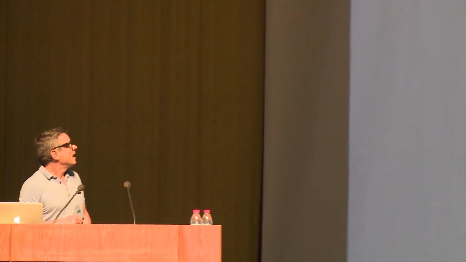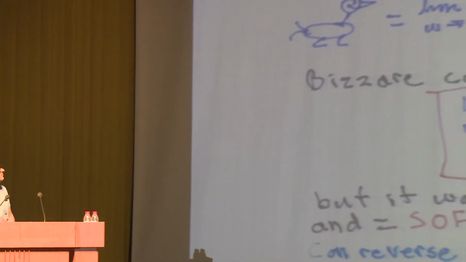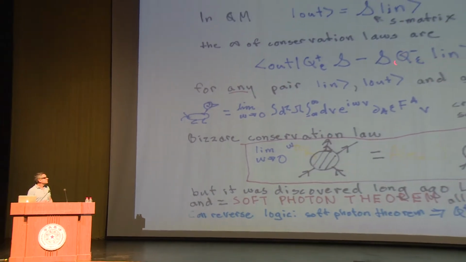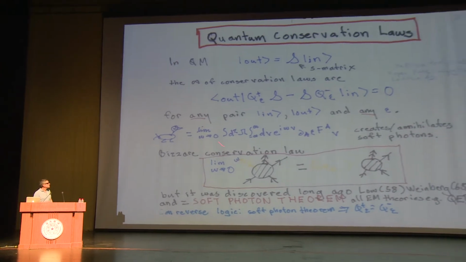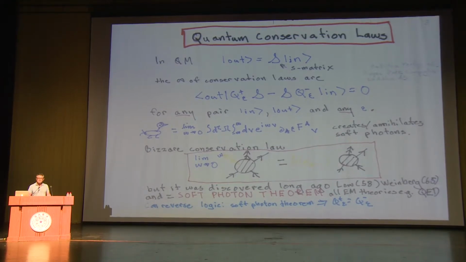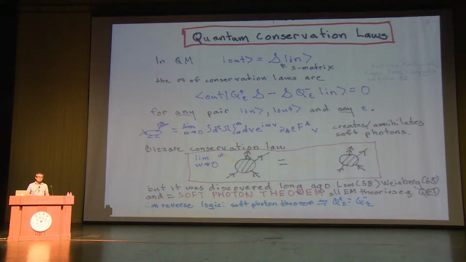Now let's go to the quantum theory. So in the quantum theory, we talk about an S matrix. We have out states which are obtained by acting with S on the in states. And the conservation law becomes a statement that this charge commutes with the S matrix. Now this charge contained a term which in the quantum theory becomes an operator. It's an operator which creates and annihilates soft photons. And so we have a bizarre conservation law, in fact an infinite number, one for every function epsilon.